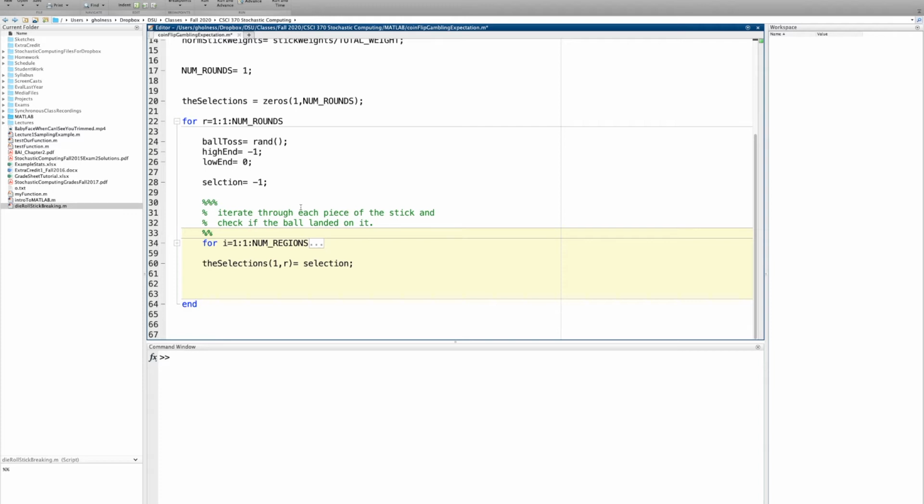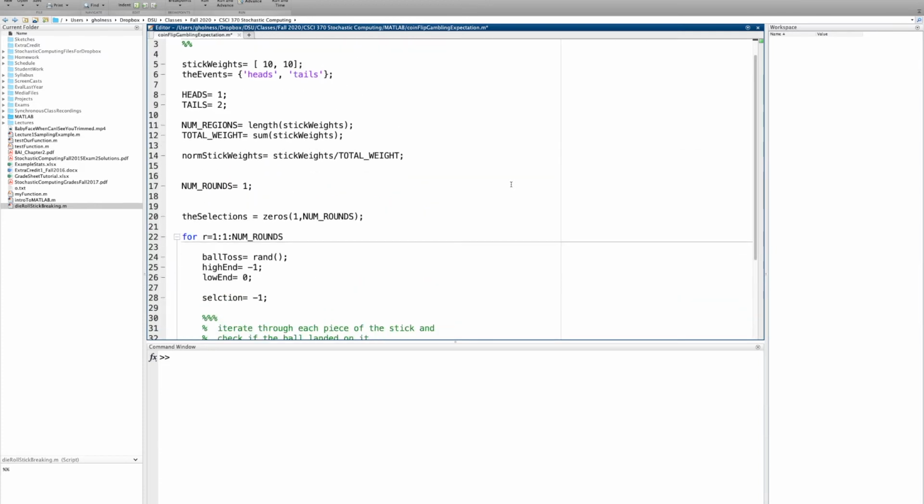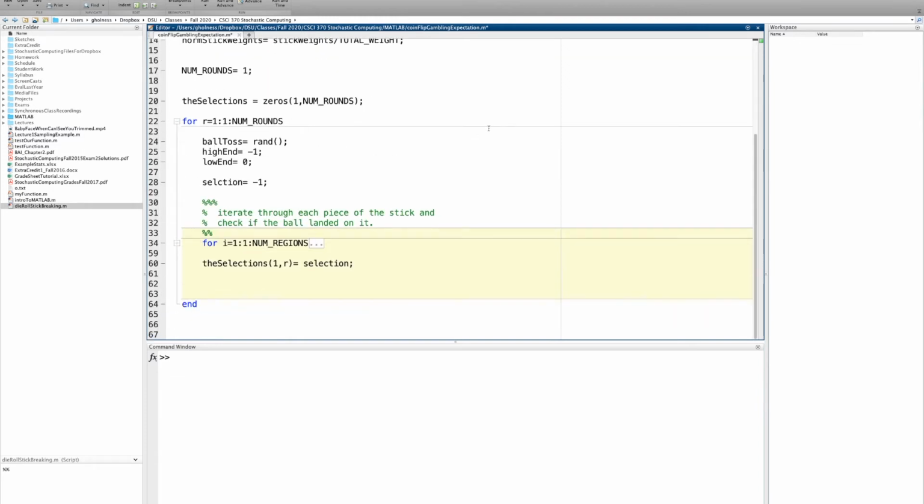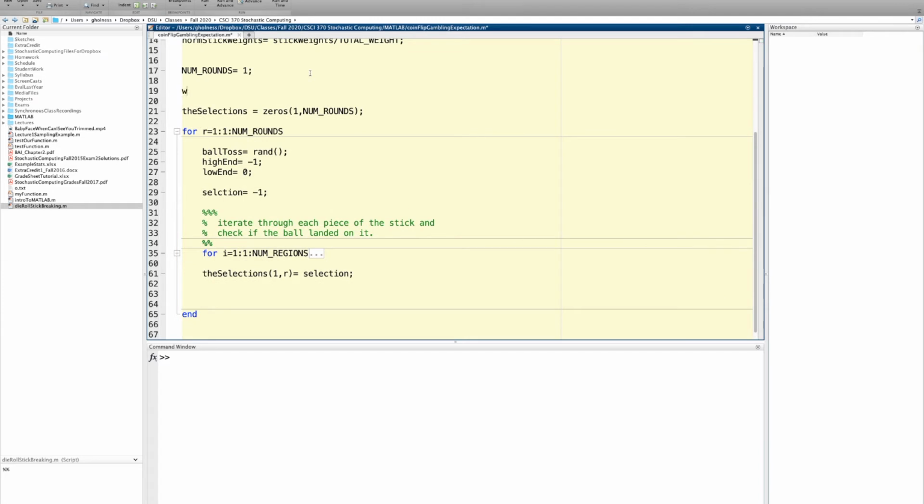All right. So now I have my selection, and my selection on each round is either going to be heads or it's going to be tails. It's 1, I'll call that heads. 2, I'll call that tails, corresponding to the first section of the stick or the second section of the stick. So now I'm going to check to see if I have a heads, but I need the amount of winnings, right? So winnings is equal to starting out as 0.